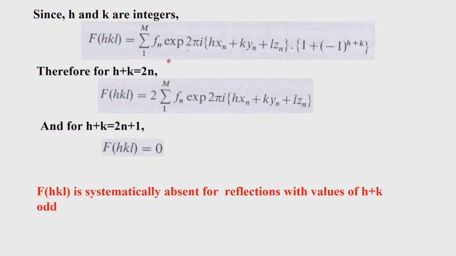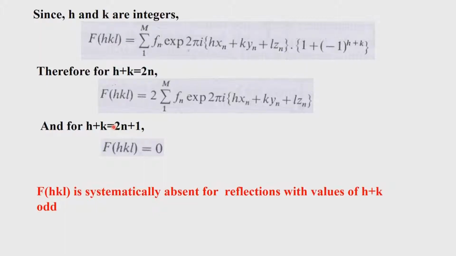So, in the C centered lattice we have h plus k equal to 2n, and whenever it is odd, let us say we take a reflection 1 2 0. In the case of a reflection 1 2 0, 1 plus 2 is odd. So, the value of F of HKL is 0. That means there is no structure factor value, that means there is no intensity. That is why we call this a systematic absence. So, all those reflections among the HKL, all the general reflections, we call them general reflections.